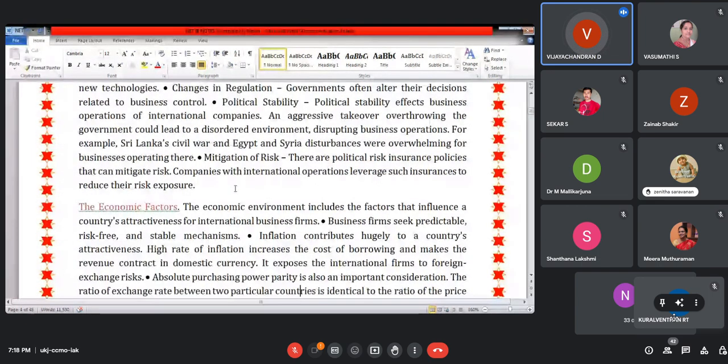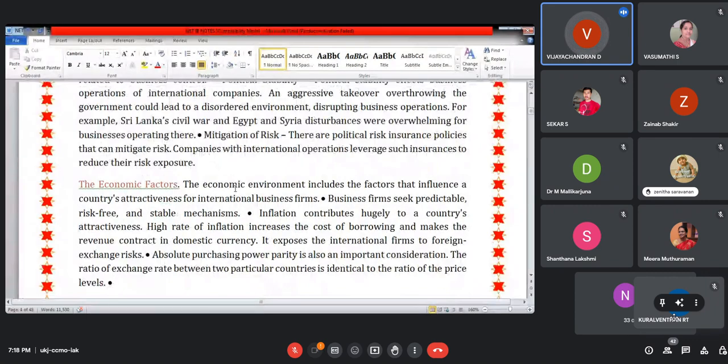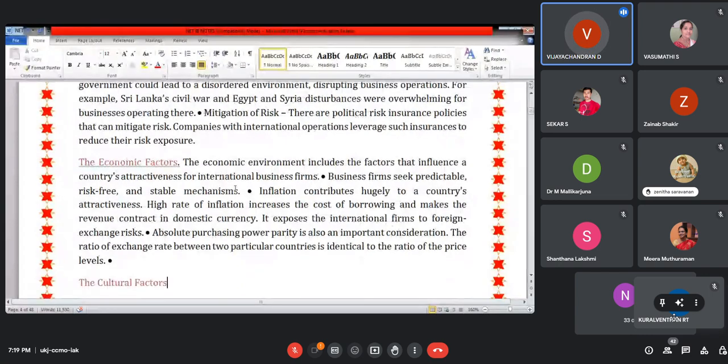And also the economic factor. What are those? Inflation, deflation. A high rate of inflation increases the cost of borrowing and the foreign exchange risk. The fluctuation in the foreign exchange will affect the growth. This will be studied before entering into international trade, that economic factor. So what are the economic factors? The inflation level, the deflation level, and also the interest rate, also the foreign exchange. Everything will be studied before entering into international trade.